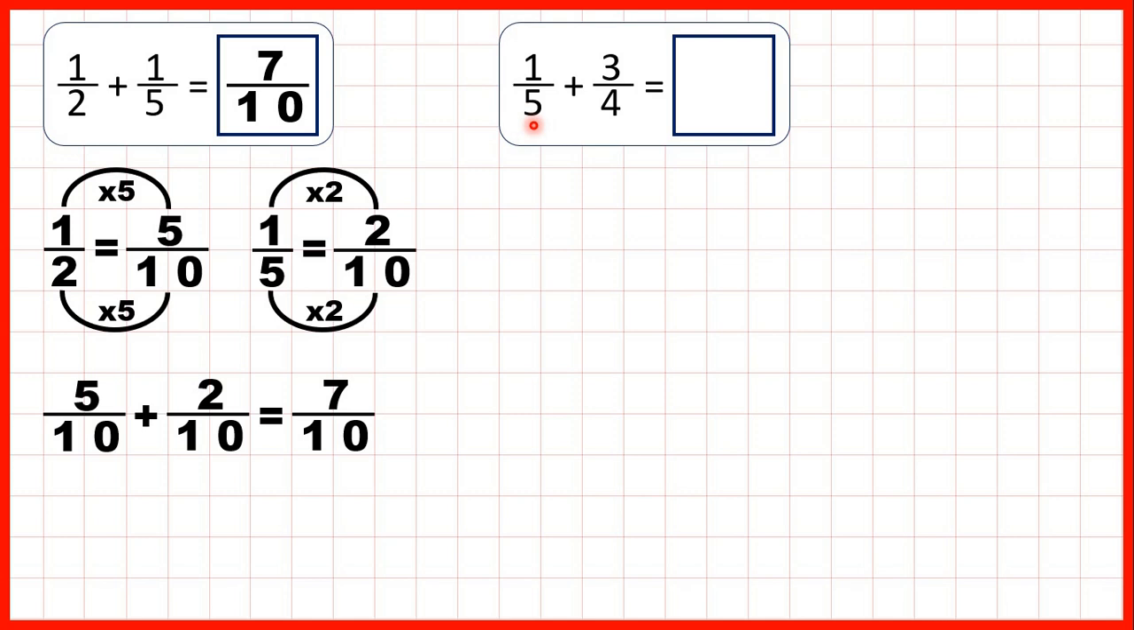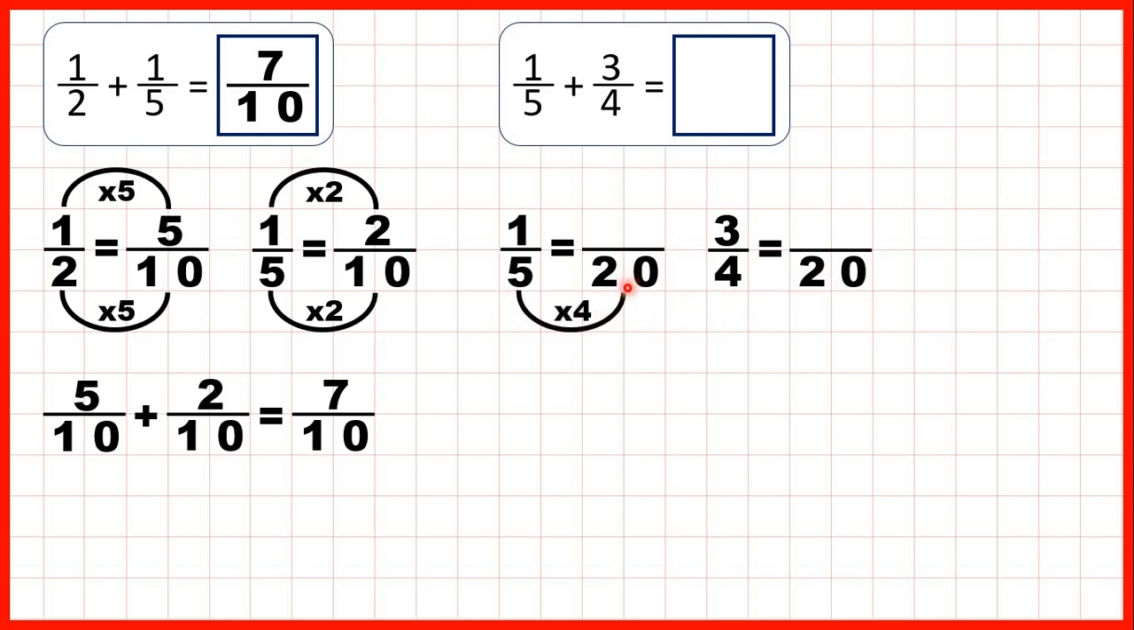Now we have 1/5 plus 3/4. Again, 5 is not a multiple of 4. It's not in the 4 times table. So we need to find fractions equivalent to 1/5 and 3/4, which have a common denominator. Now the lowest common multiple of 5 and 4 is 20, so we can find equivalent fractions for both fractions which have a denominator of 20.